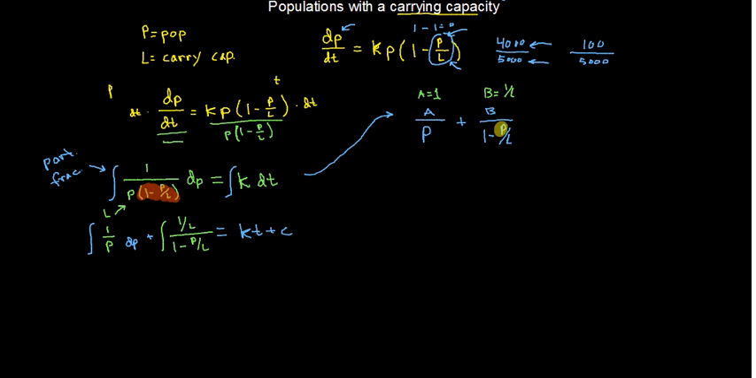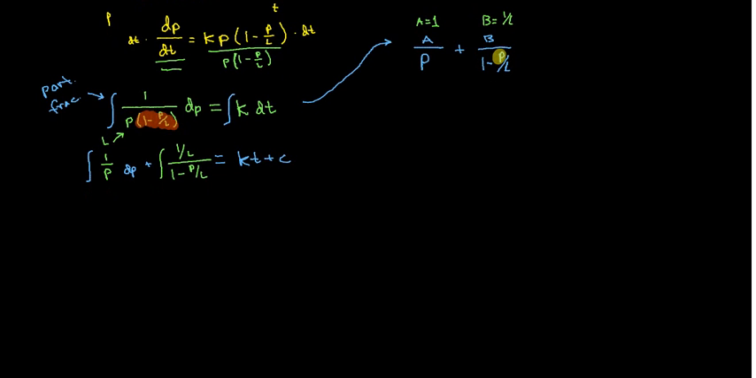Alright, so we broke up the partial fractions. Now we can actually take these integrals. The first one is easy. 1 over P is simply the natural log of the absolute value of P. Plus the next integral. This one's going to take a little bit of doing. I'm going to rewrite this one more time because this L can actually be moved down into the denominator. And so what that's going to look like is this: 1 over L times the bottom, 1 minus P over L.